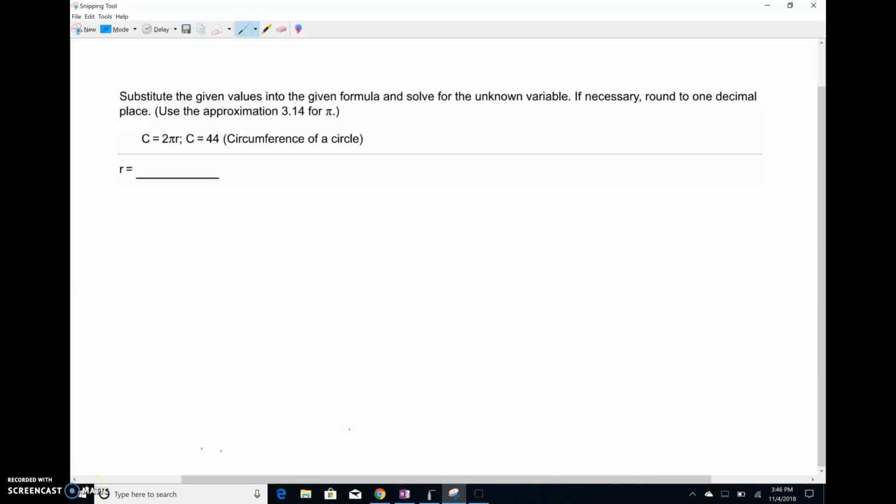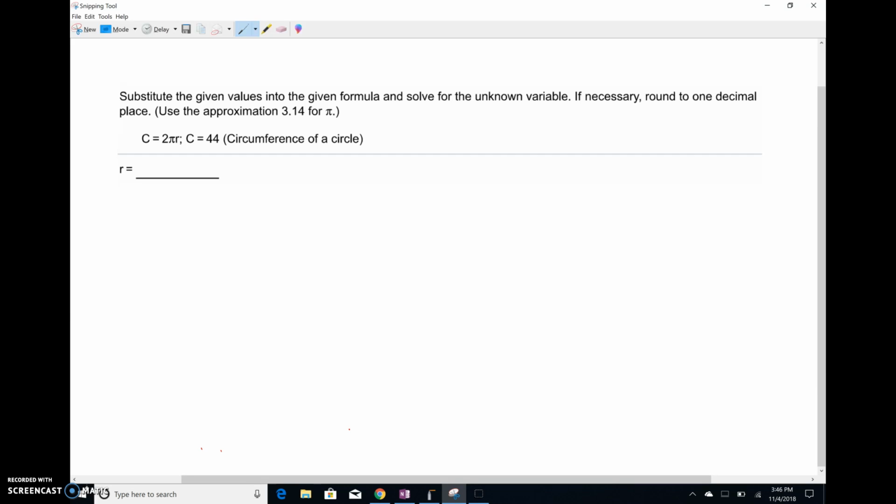This problem is from section 9.5, where you have to solve a given variable in an equation. I'm going to go ahead and read the problem. It says, substitute the given values into the given formula and solve for the unknown variable. If necessary, round to one decimal place. Use approximation 3.14 for pi.